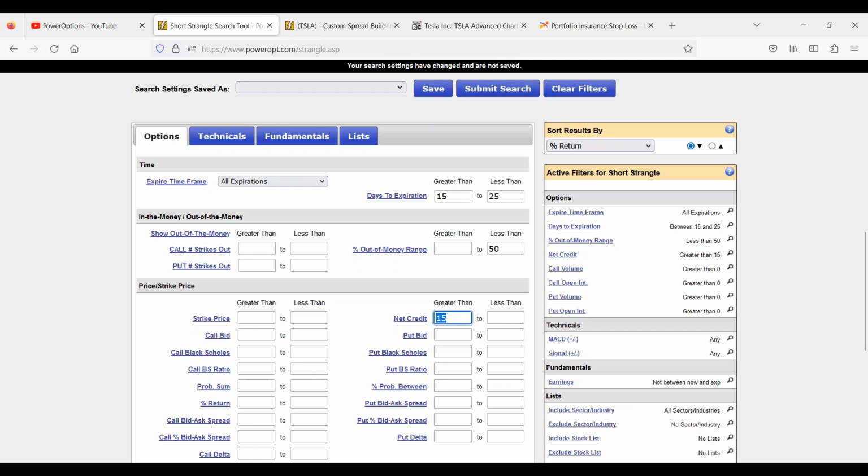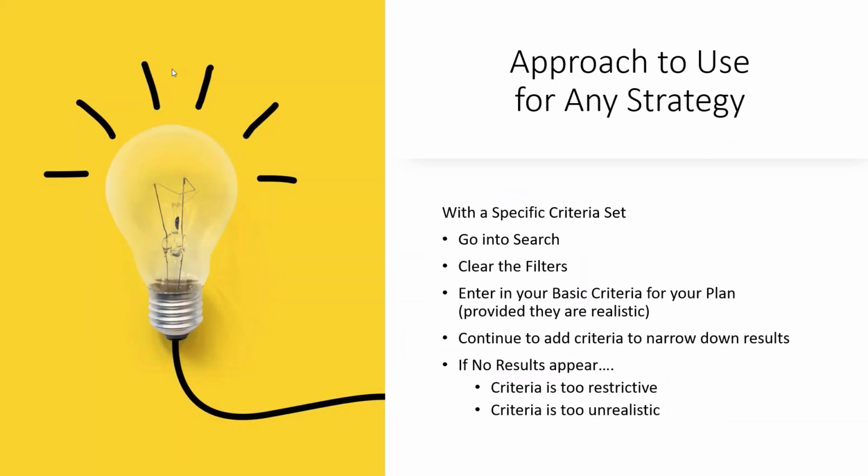Let's just review that very quickly. Even though we've reviewed it a little bit here, let's just review it again very quickly. This is the approach to use for any strategy. Raymond's got a question coming up on setting up the married put search for dividend stocks. We'll get to that after Bill's question that came in via email.